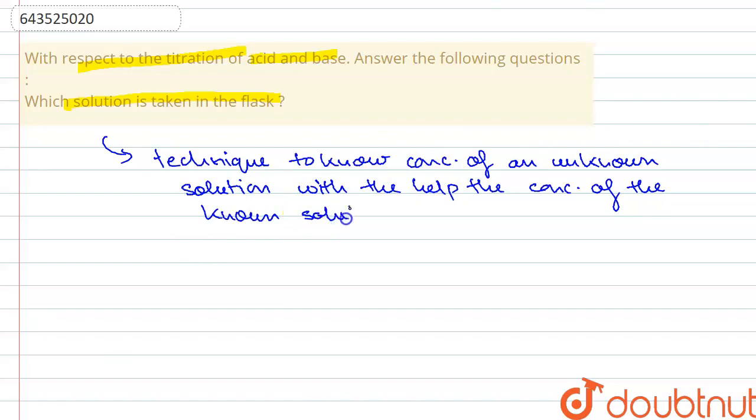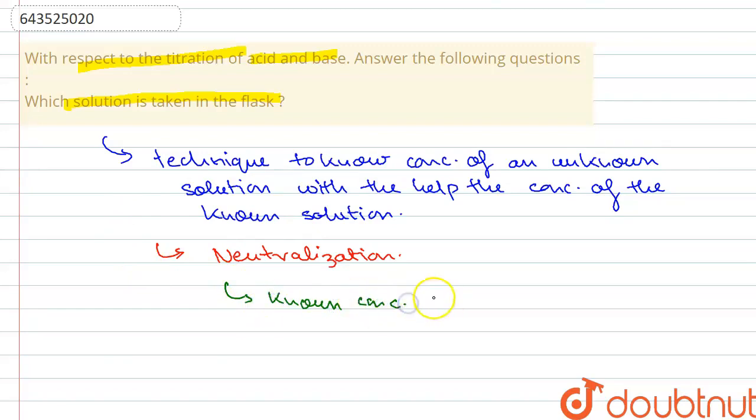Okay, so in this titration they are talking about acid-base titration, in which we use acid and base, and one of the concentrations is known and the other one we don't know. So in acid-base titration a neutralization reaction takes place. With the help of the neutralization reaction we determine the concentration of the unknown acid or base, whatever it is. For that, the solution whose concentration is known, we take in the burette. So the known concentration solution is taken in the burette.